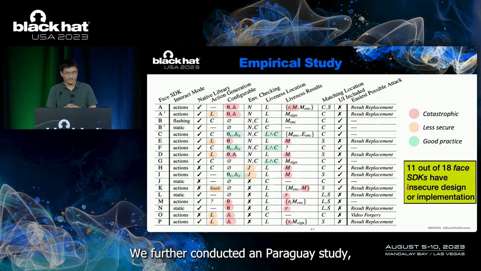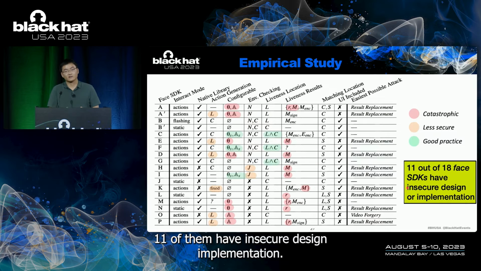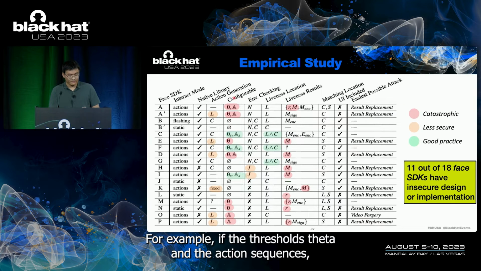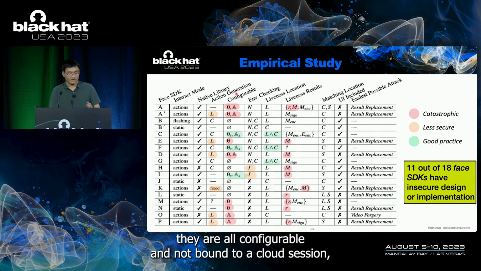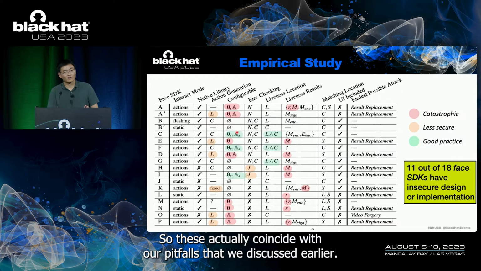We further conducted an empirical study. We analyzed 18 face recognition SDKs in the market and identified 11 of them have insecure design or implementation. There are some catastrophic cases, as shown here. For example, if the thresholds, theta, and the action sequences, A, are all configurable and not bound to a cloud session, or if the liveness results are just replaceable by some plain text message or images. These actually coincide with the pitfalls that we discussed earlier.